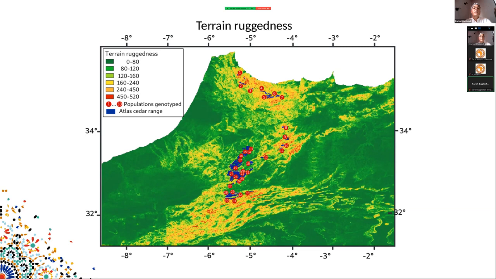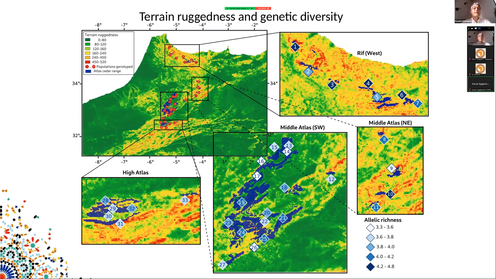So if we superpose the genetic diversity based on the allelic richness, and the scale is here on the bottom, we can see roughly that those populations which have the highest genetic diversity, which is in dark blue, are located also in rugged areas. You can see here. And those populations which have the lowest genetic diversity are located in flatter or less rugged areas.